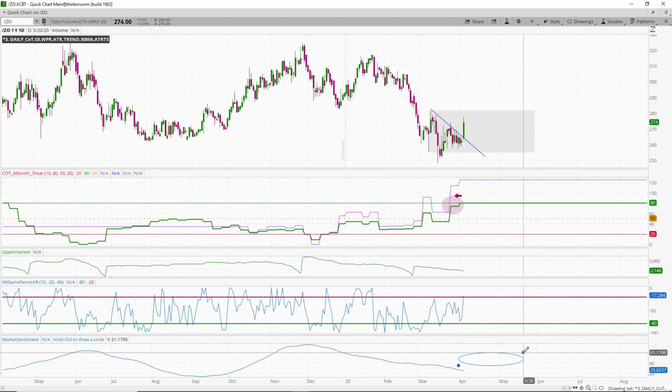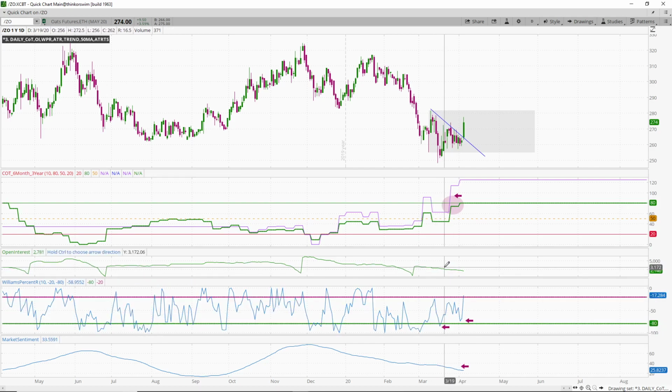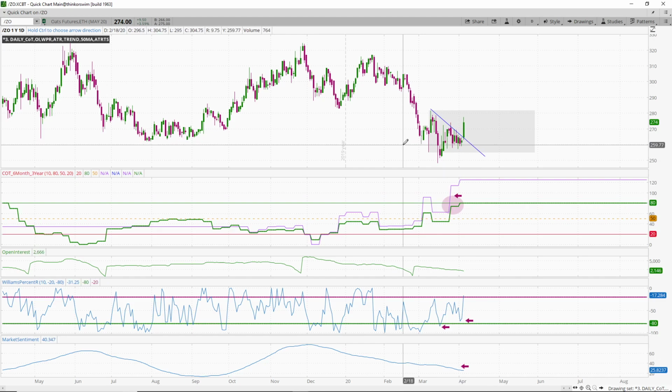Market sentiment was relatively low here. Didn't quite get into that oversold territory. Well, we did get a little bit into that oversold territory down here, so that was a pretty good indication. Open interest kind of diminishing or declining. Relative highs is about 6,000, and we're sitting around the 2,000 range. So this was a good chart.